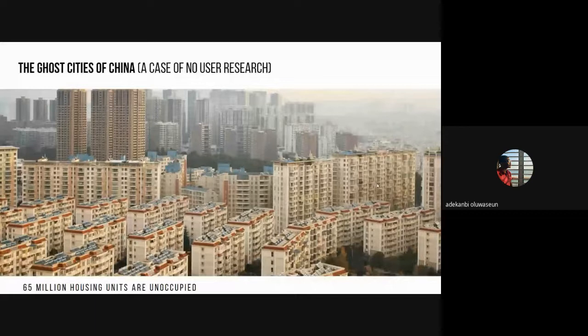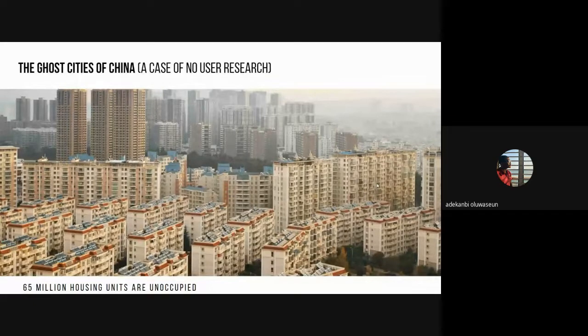These are massive residential constructions that have been built with the purpose of having people come in, rent, and own. And till now, these buildings have not been occupied. You have 6 million housing units of this form that are not occupied by users. So imagine the amount of money engineers had to spend to construct this, and then at the end of the day, after 20 years, you're not getting anything.